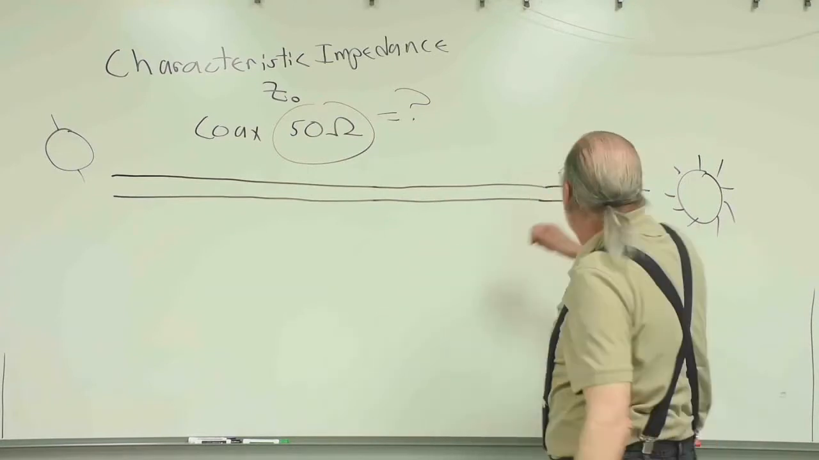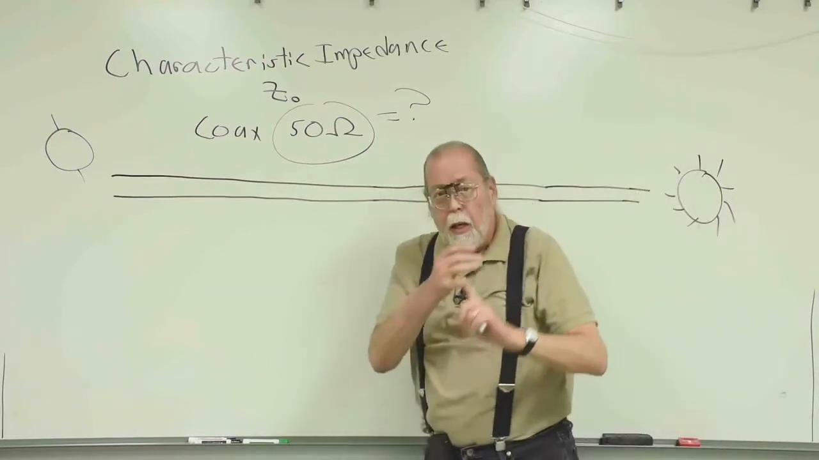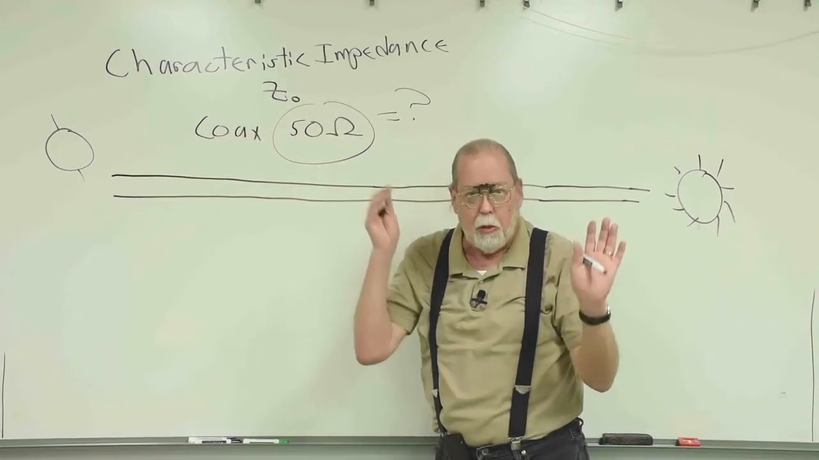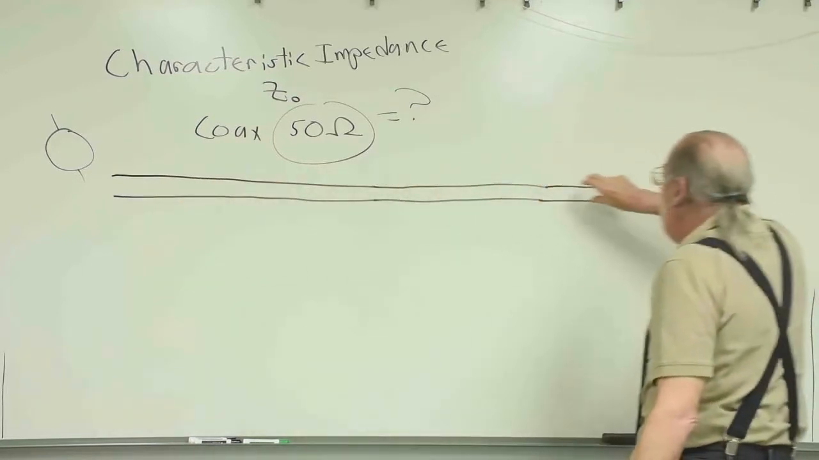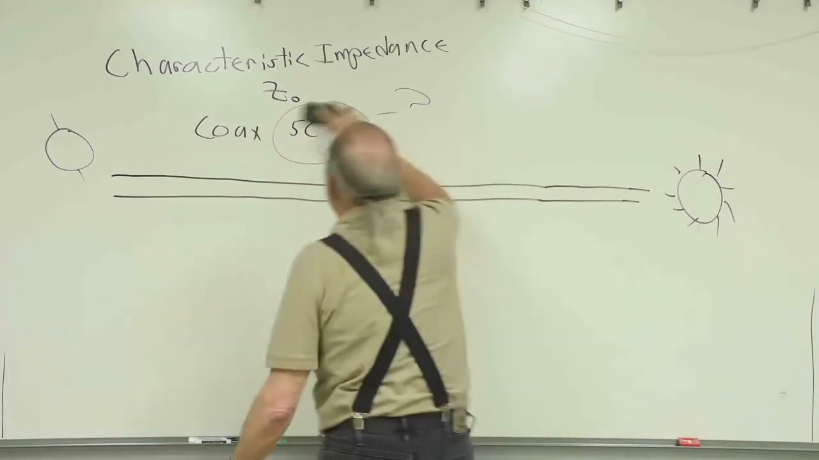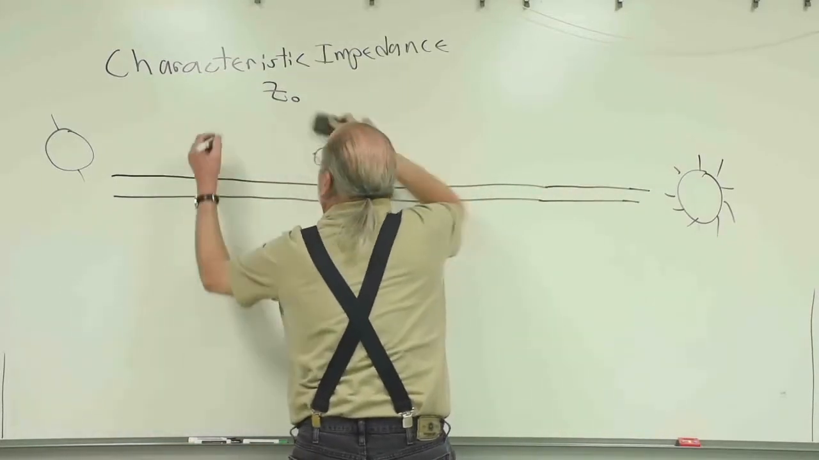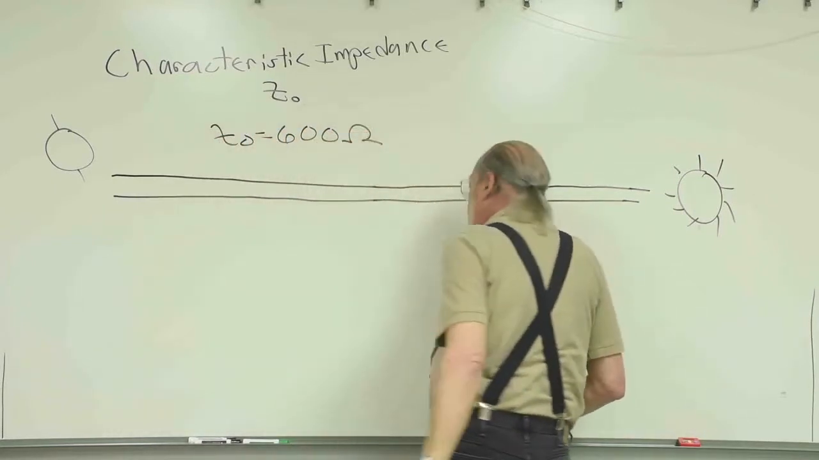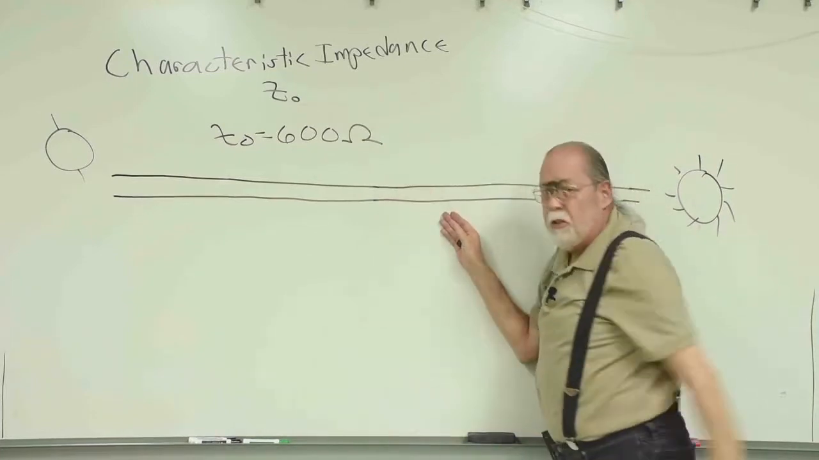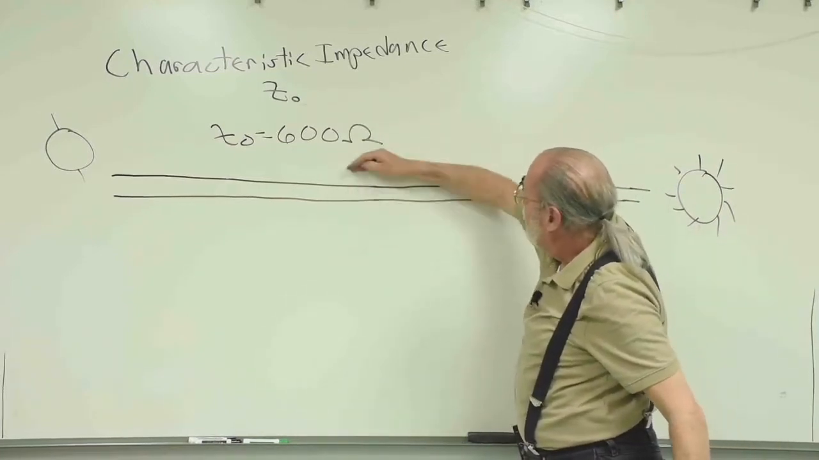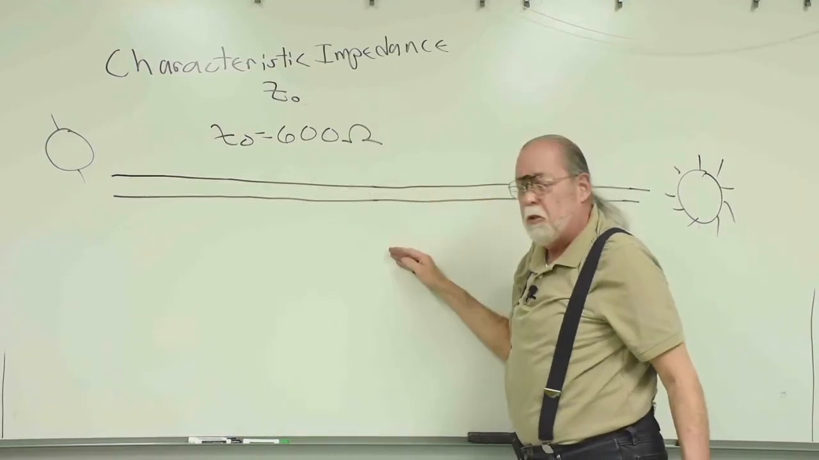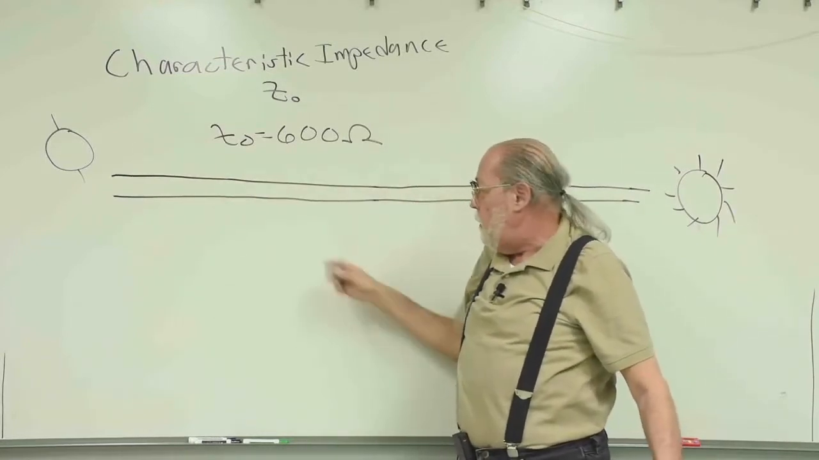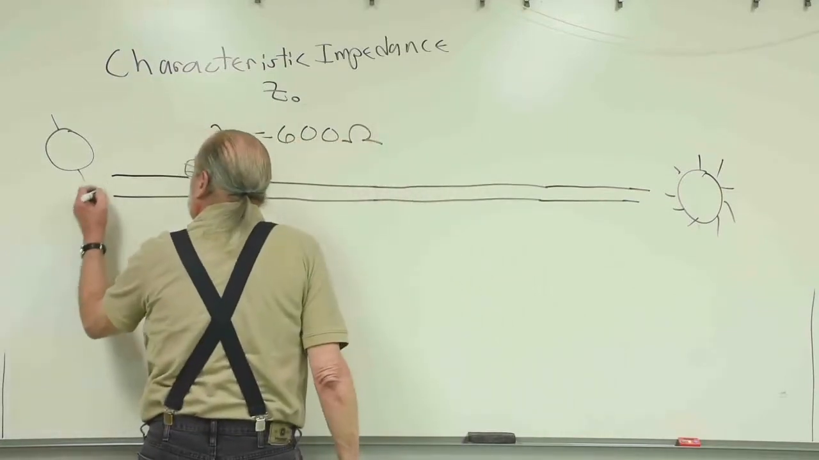Okay? Now, it's just two wires, and we're going to ignore the resistance of the wires. Perfect wire, zero resistance, okay? Textbook wire. Constant separation between them, okay? Well, when I look at this, it's about 600 ohms. When I look at this, what I see is a capacitor. Two conductors separated by free space, an insulator. It's a big capacitor. Many, many, many farads.